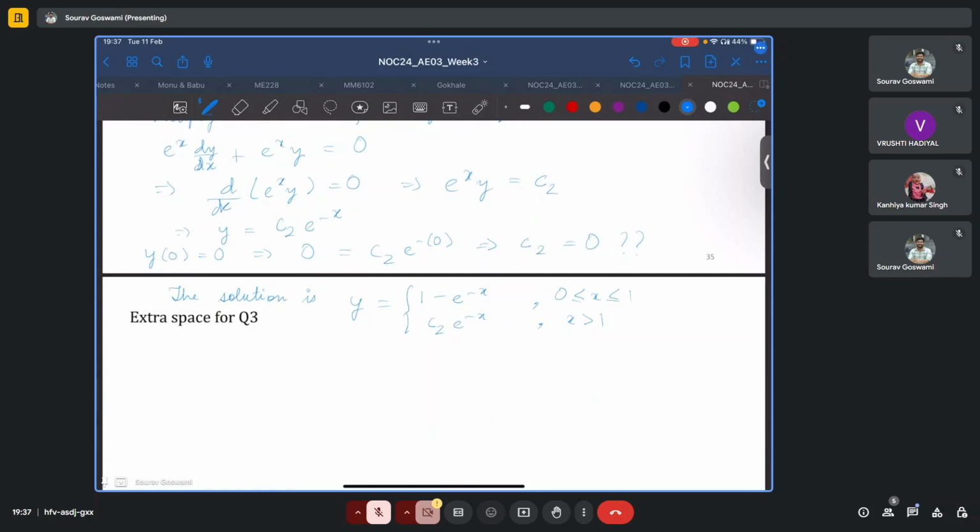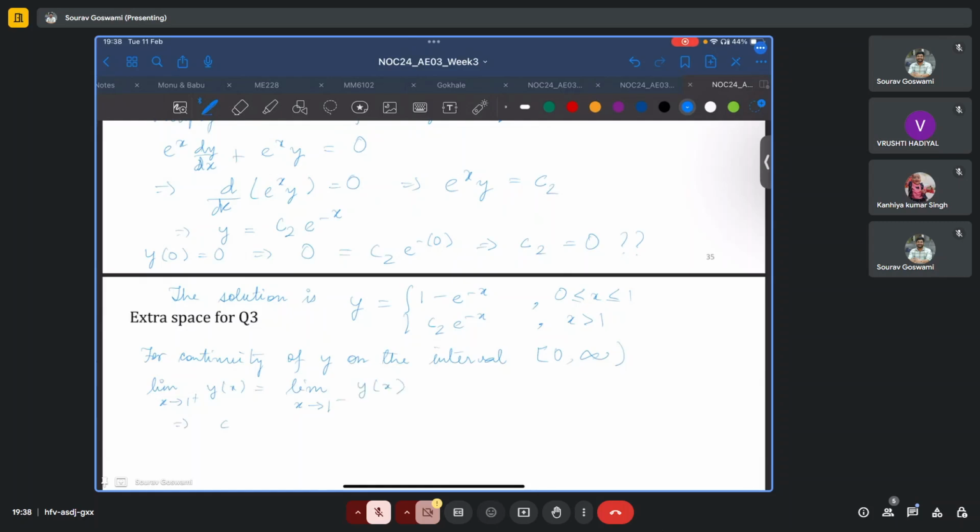Now, if our solution function y is to be continuous, that is, for continuity of y on the interval 0 to infinity, the value of y should be the same whether we approach it at 1 from the left side or from the right side. So the limit as x tends to 1 from the right side should equal the limit as x tends to 1 from the left side.